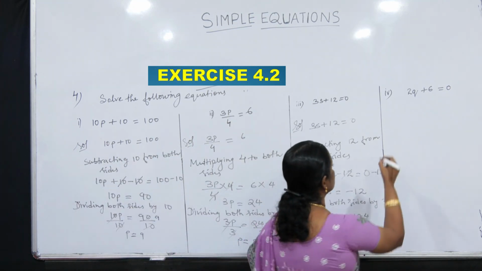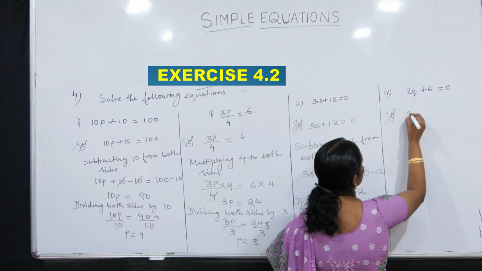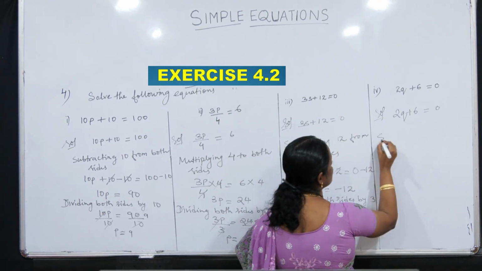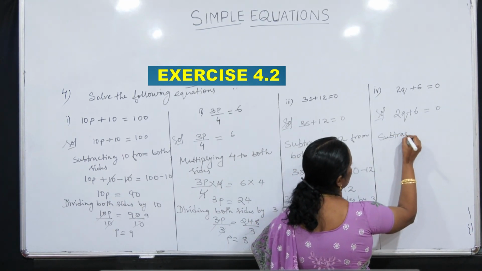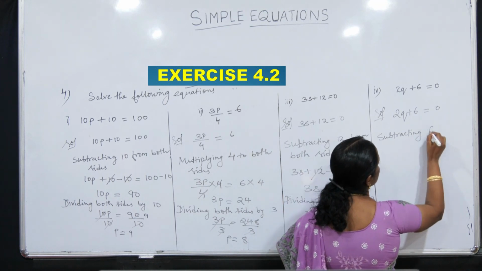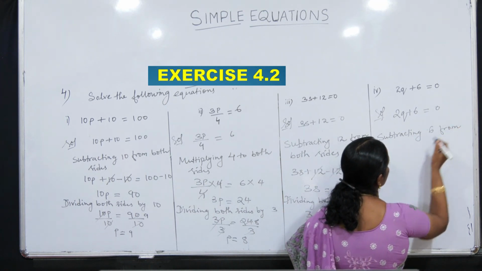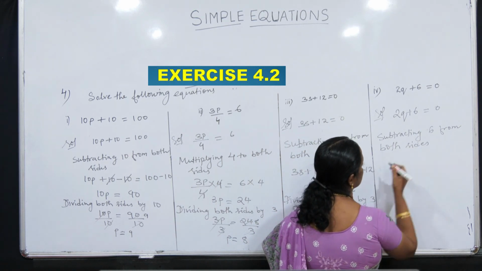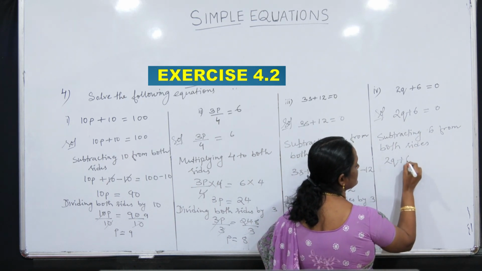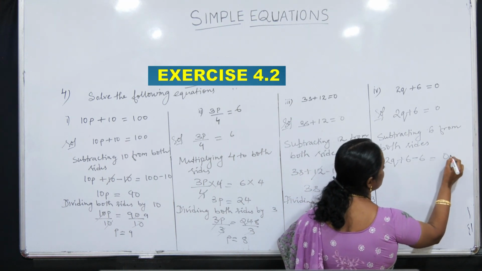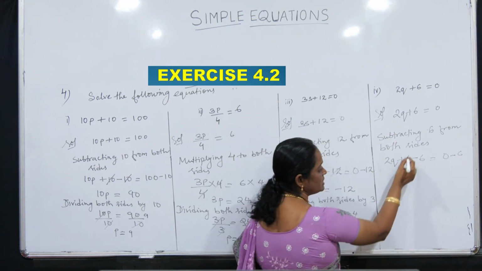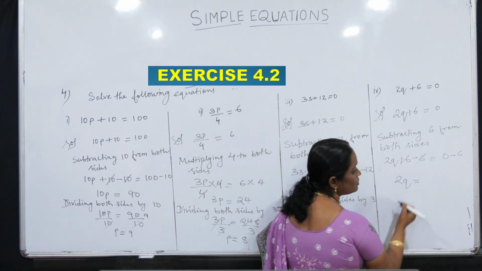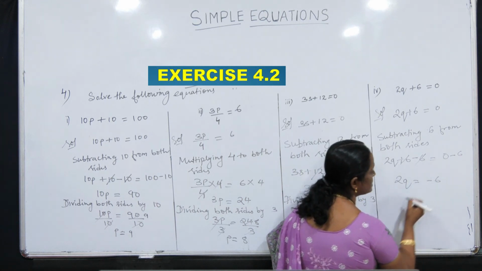Next the question is, here the equation is 2q plus 6 equal to 0. The first step is subtracting 6 from both sides. 2q plus 6 minus 6 is equal to 0 minus 6. Here plus 6 and minus 6 will get cancelled. 2q is equal to 0 minus 6, which is minus 6 here.